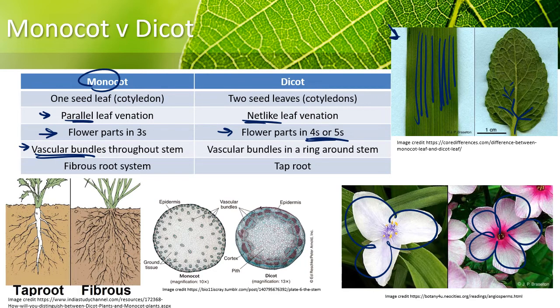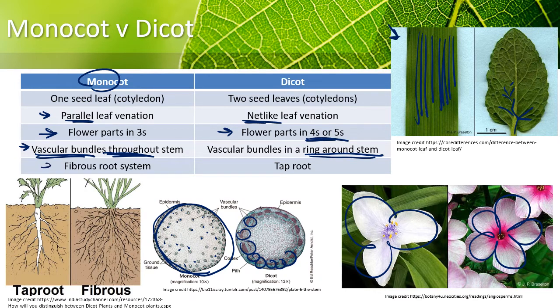So the vascular bundles are throughout the whole stems of a monocot. If I took a monocot and cut its stem and looked at a cross-section of the stem, those bundles of vascular tissue, those transportation tubes, are all over the place, whereas in our dicots, they form a more organized ring around the stem. So those vascular bundles will be like this.